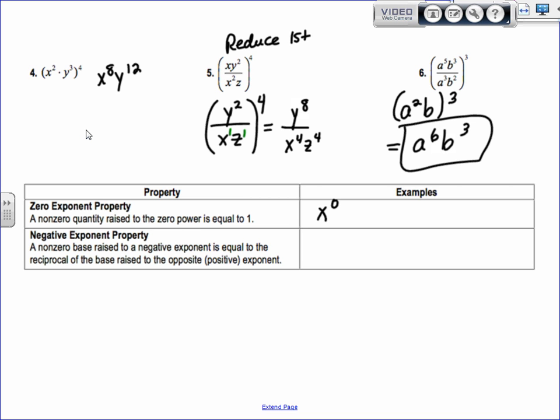All right, so x to the 0 is not 0. X to the 0 is 1. Okay, the reason is because think of x to the 5th divided by x to the 5th.